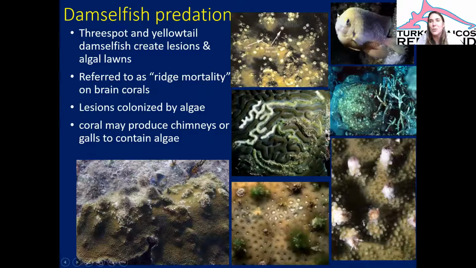Okay, damselfish predation. I mentioned the damselfish with the algal lawns and the nests, and they create on brain corals what is referred to as ridge mortality, the central photo here. At first glance it looks like tissue loss margin, disease margin. But again, it's only on top of the ridge. It's not in the groove, in the valley. As such, this was created by something whose mouth or face is too big and couldn't access the actual valley. So they just took the tissue from the ridges.